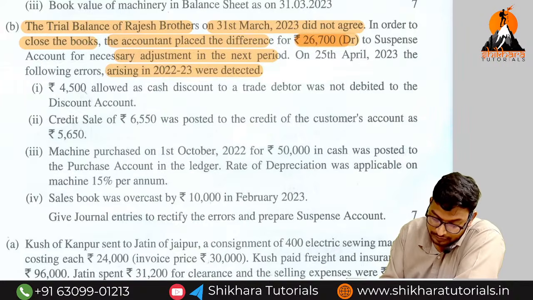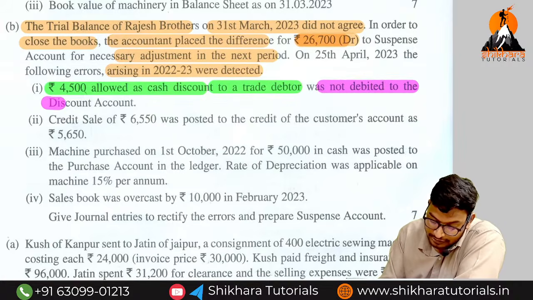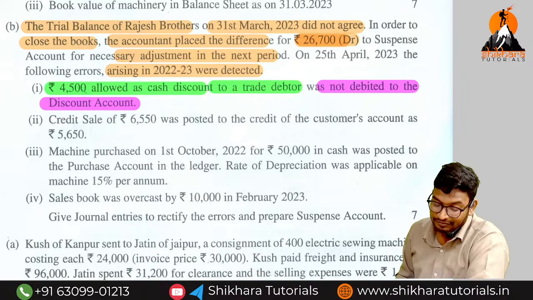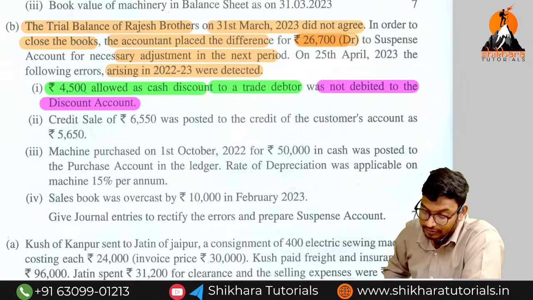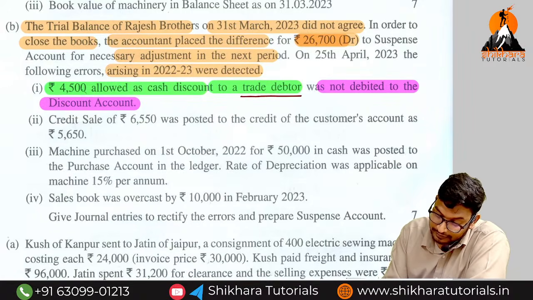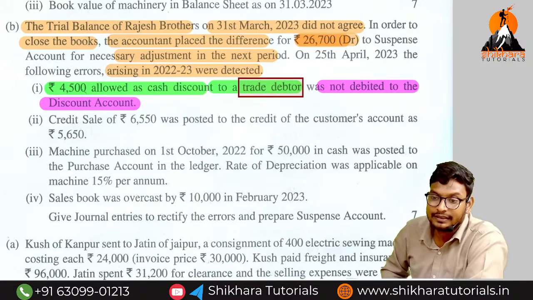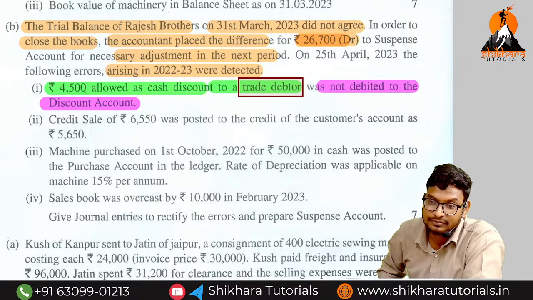So rupees 4,000. First one: rupees 4,500 allowed as a cash discount to a trade debtor. So what they are doing is not debiting the discount allowed. We have allowed a discount to a trade debtor. What is the entry we need to write? Discount allowed account debited to debtor account. Because it is a loss we have to debit, and because of that our debtor balance will decrease.